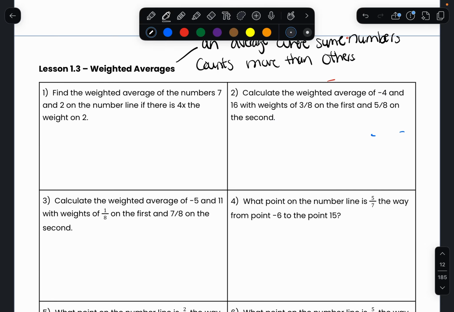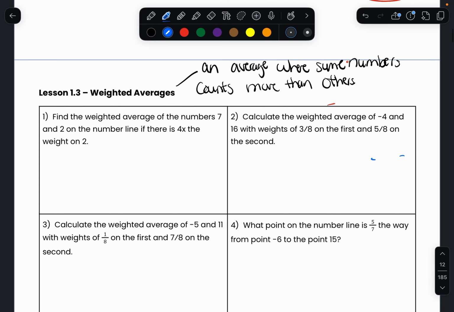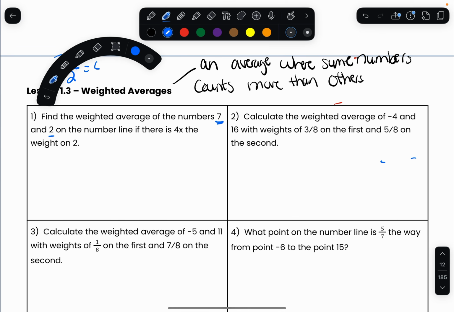Now, it says find the weighted average of the numbers 7 and 2 on the number line. Now, first of all, if you guys remember, let's say I'm not trying to find the weighted average, let's say I'm just trying to find the regular average between 7 and 2. What will we do? Well, we'll do 7 plus 2, and then we'll divide it by 2. Right? This is how we find the average, and the average is going to be 4.5.